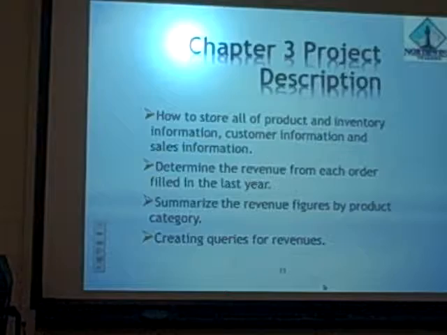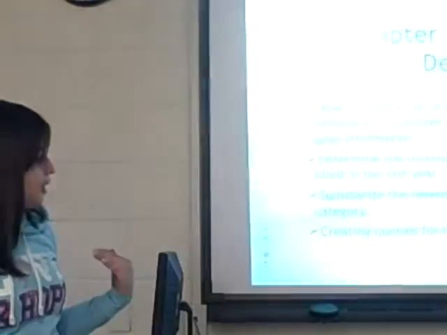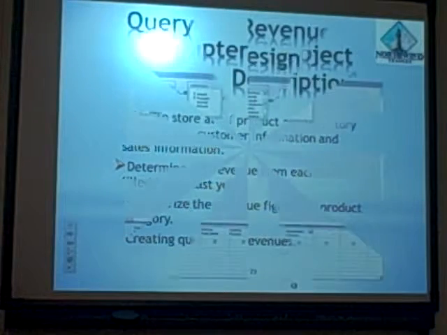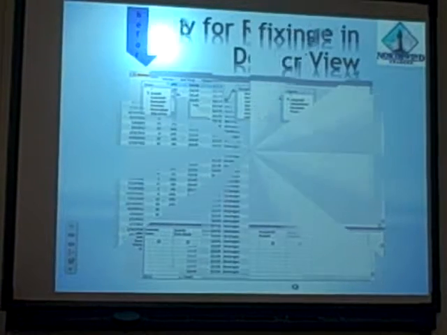For chapter 3, what we did is how to store all product and inventory information, customer information, and sales information, determine the revenue from each order filled in the last year, summarize the revenue figures by product category, and create queries for revenues. This is what it looks like before in design view.